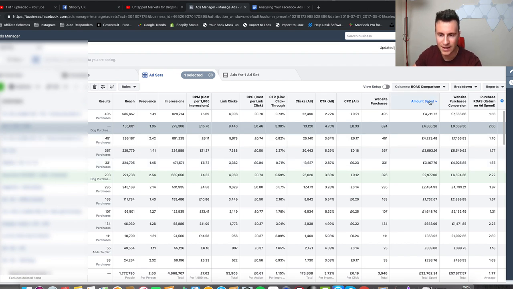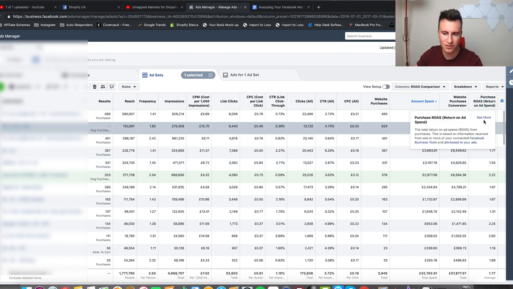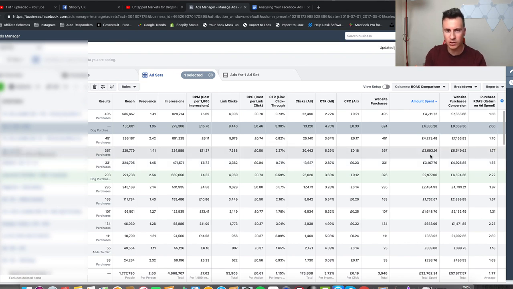So what we're looking at here is the amount spent and we're going to be comparing this to the purchase ROAS, the return on ad spend. And we're looking for a correlation between the two to give us an idea of whether an ad set is going to go on and be successful or not, because that's one of the number one questions that I get asked: how long should you run an ad set for, how much should you spend, how many days, and so on and so on.